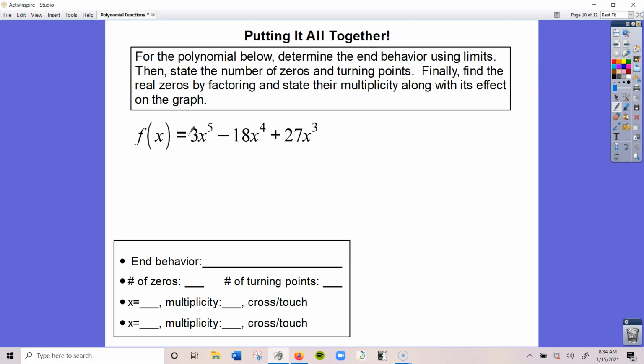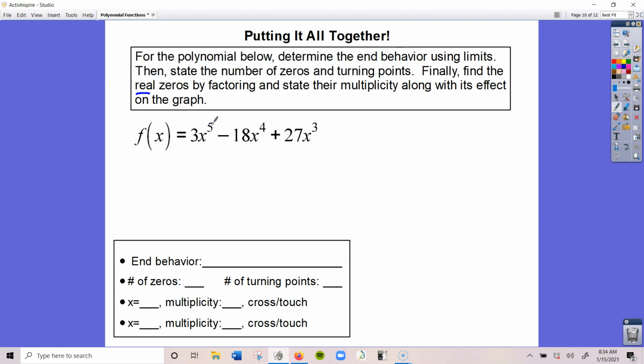So we're going to do the following. We're going to determine the end behavior, which is using the leading term test. Then we're going to state the number of zeros and turning points, because again, that's going to give me more information about our graph. And finally, we're going to find the real zeros by factoring and stating their multiplicity along with its effect on the graph.